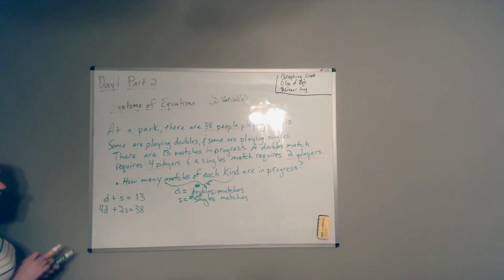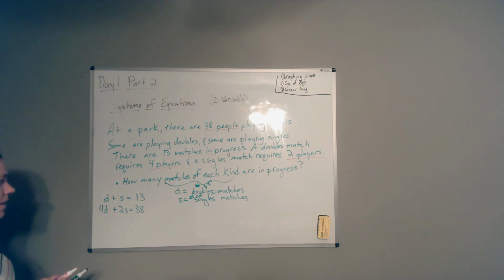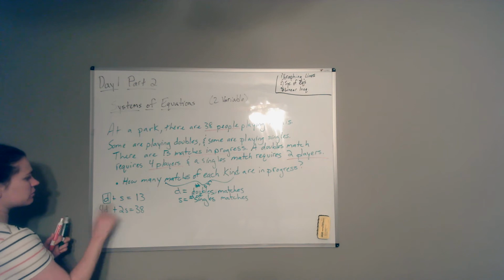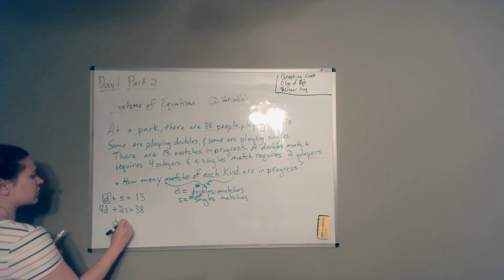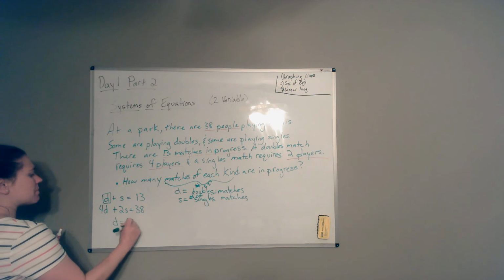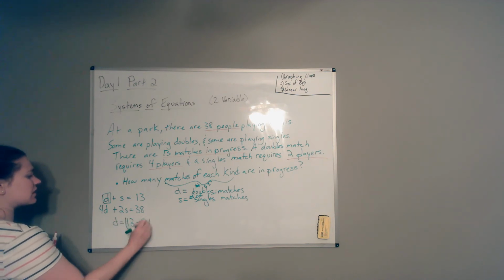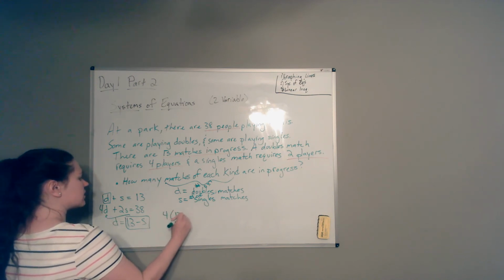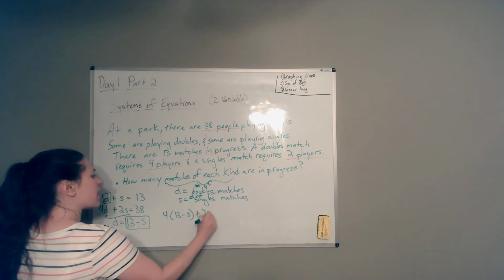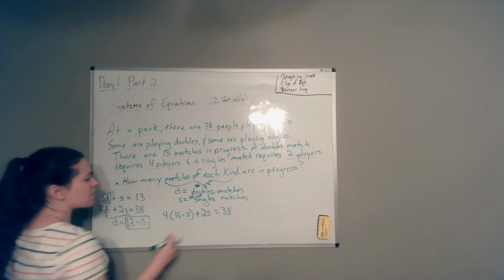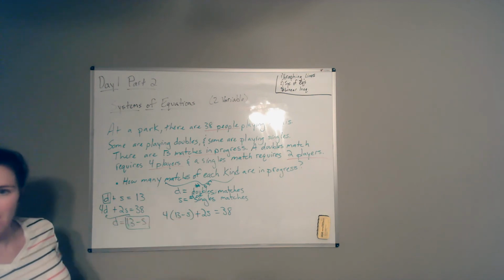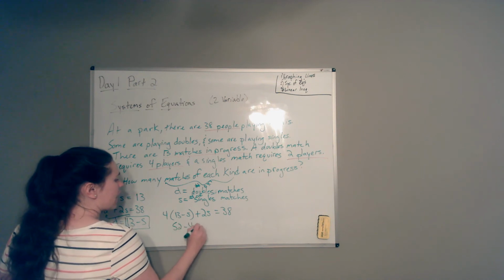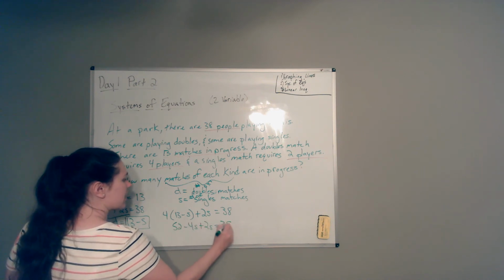I'm going to use substitution this time just to show you. So I'm going to get D by itself in the first equation. That means I would have to subtract S from both sides. That would give me D equals 13 minus S. Now I'm going to take that 13 minus S and plug it in for D. So 4 times (13 minus S) plus 2S equals 38. This is where you have to be really careful and make sure you don't think that this says 25, that says 2S. So we're going to distribute, that's going to give us 52 minus 4S plus 2S equals 38.